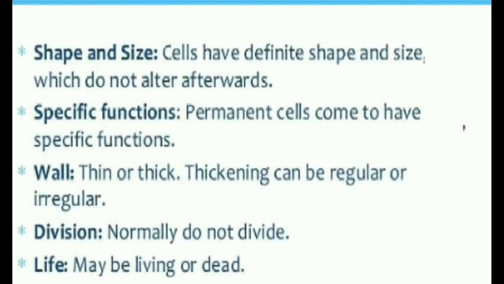Now about the specific functions. Permanent cells come to have specific functions. That means different cells have different functions to perform. About the cell wall. The cell wall may be thin or thick, and the thickenings can be regular or irregular. Cell division. Normally, the permanent cells do not divide. They may be living or dead cells. Students, do remember that permanent tissues are found in all parts of a plant except the meristems.